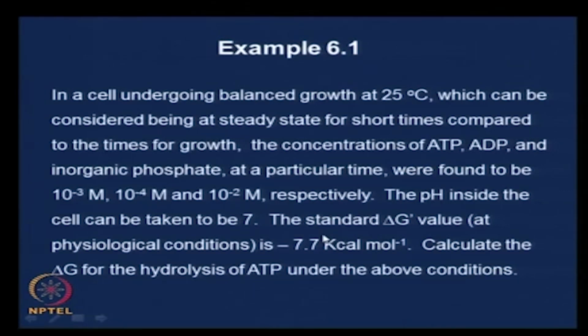The standard delta G dash value at physiological conditions, okay, there is a whole meaning attached to this delta G dash value. It is not the same as delta G naught value, I hope you recall that. At physiological conditions, that is delta G dash, and what is physiological about it, you must be able to recall, is minus 7.7 kilocalories per mole, and calculate the delta G, the Gibbs free energy change for the hydrolysis of ATP under the above conditions.